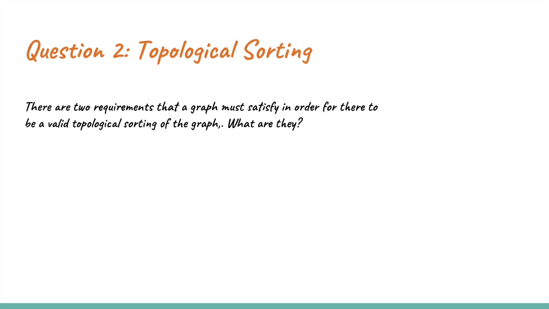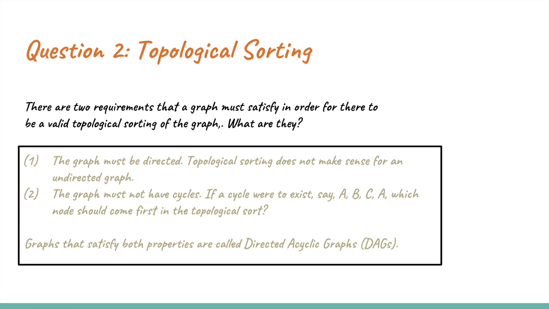So the last part of question 2 asks for the two requirements that a graph must satisfy in order for there to be a valid topological sorting. So the first one is that the graph must be directed. And this makes sense since you cannot impose an ordering of the nodes in the graph if it is undirected.